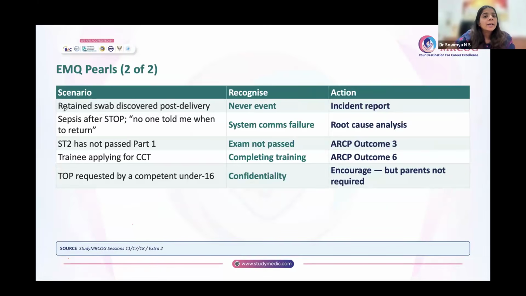Okay. Retained swab post-delivery. Obviously, it's a never event. Incident report, root cause analysis. Sepsis after stop, no one told me when to return, root cause analysis. ST2 has not passed part 1, RCP outcome 3, applying for CCT, outcome 6. TOP requested by competent under 16, confidentiality. So you have to protect the confidentiality. At the same time, you say, please tell your parents if you can.